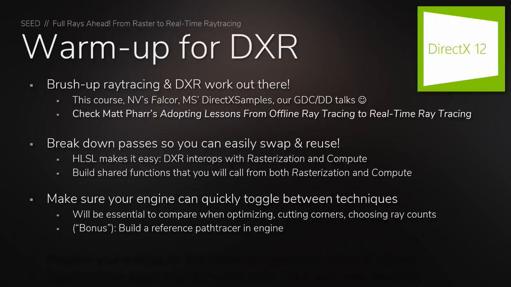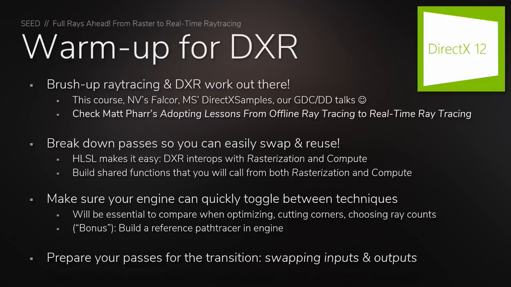Also, one thing that really helps is making sure your engine can toggle quickly between techniques. This is essential for comparing, cutting corners, and optimizing between proper ray tracing and the real-time ray tracing that you're going to get in the end, and for balancing ray counts. Preparing passes to be able to swap inputs and outputs is also going to be really important. For example, you should break your shadows into a full screen mask so that you can easily swap between cascaded shadow maps and ray traced shadows. The same idea could apply to other techniques, like screen space reflections and ray traced reflections.